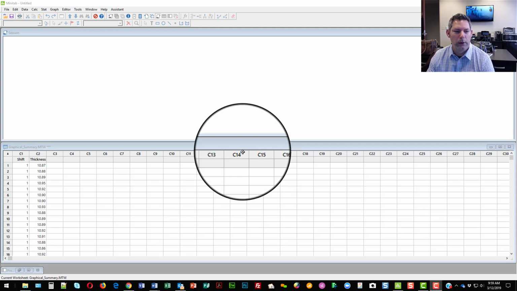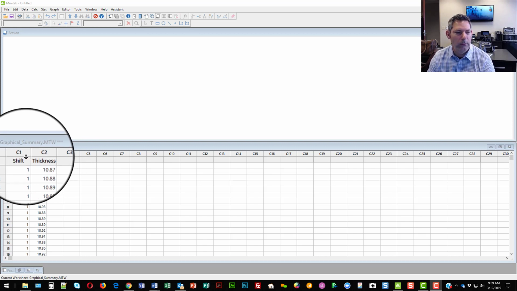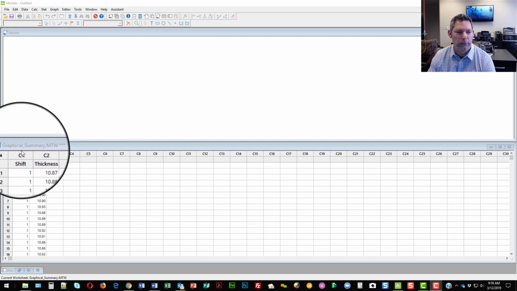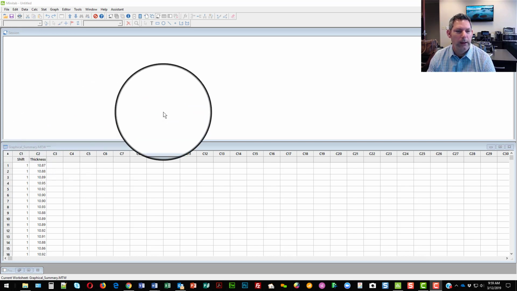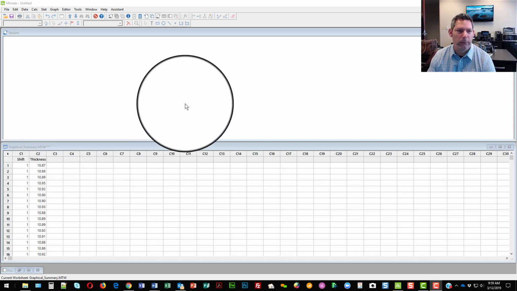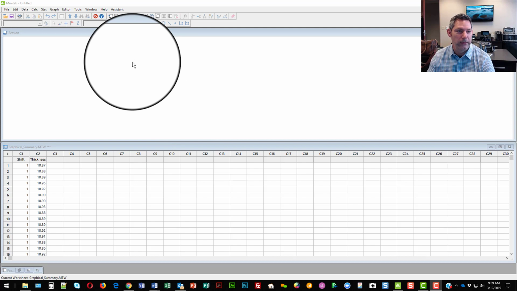Hey, Michael here. We're going to take a look at the graphical summary in Minitab. We're using the graphical_summary.mtw data file. And the graphical summary is a very powerful, very convenient tool. Probably one of my go-tos actually.